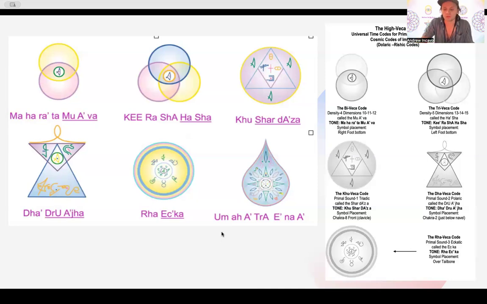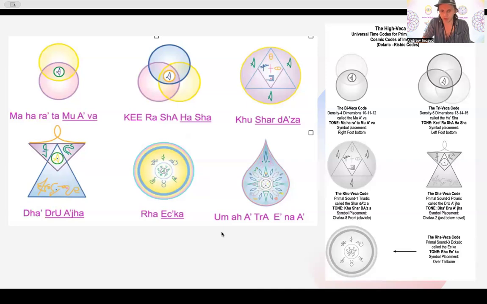But this is called the Veca code. We're pulling from primal sound, sound layer one, called the triadic layer. And this code is called the Shar De Za layer. And basically the mantra for it is Ku Shar Da Za.